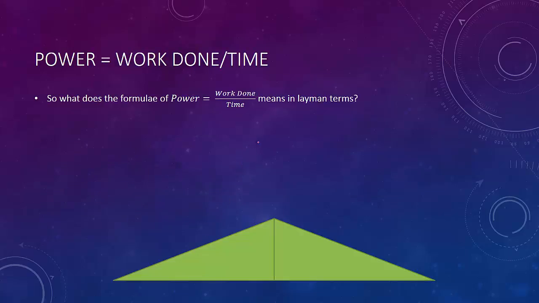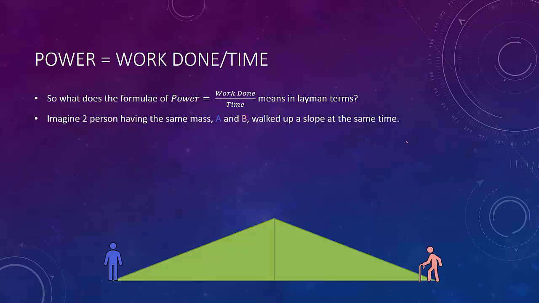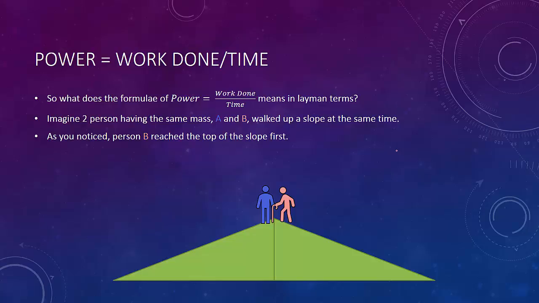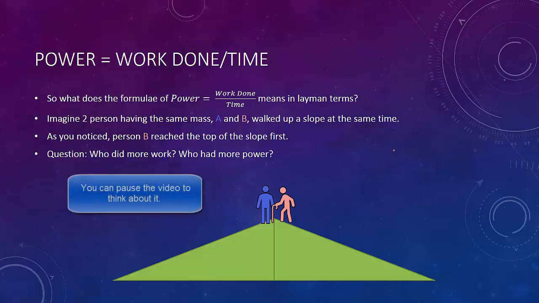What does it mean in terms of layman? Imagine two persons having the same mass, A and B, walk up the slope at the same time. So you have these two persons and they walk up the slope at the same time. As you notice, B reached the top of the slope first. So the question is who did more work and who has more power?